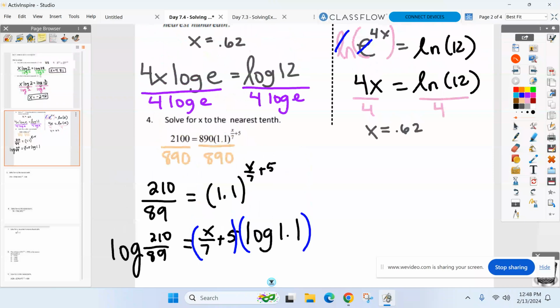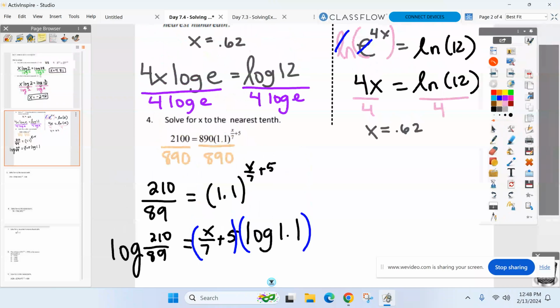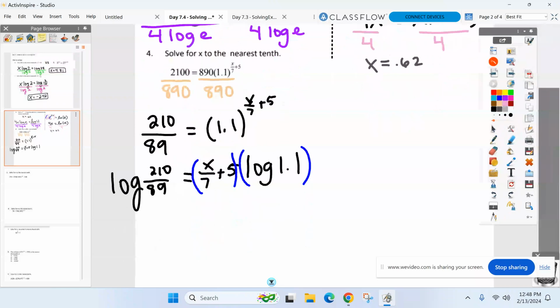That's for darn sure. What do we want to get rid of first? Well, there's probably only one thing. What do we have to get rid of first here? Log of 1.1. I'm going to keep this separate. I don't want to subtract 5 multiplied by 7. I want to divide out the log first. Divide by log 1.1.